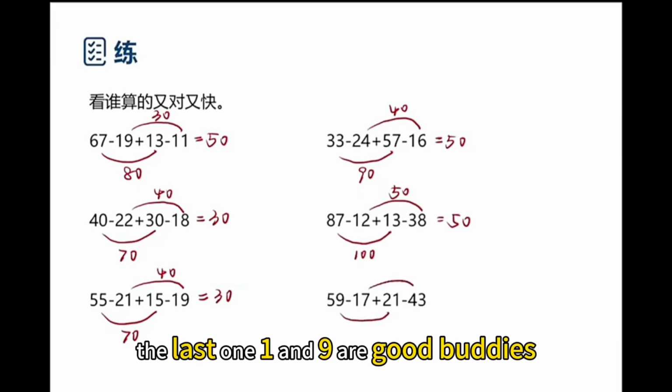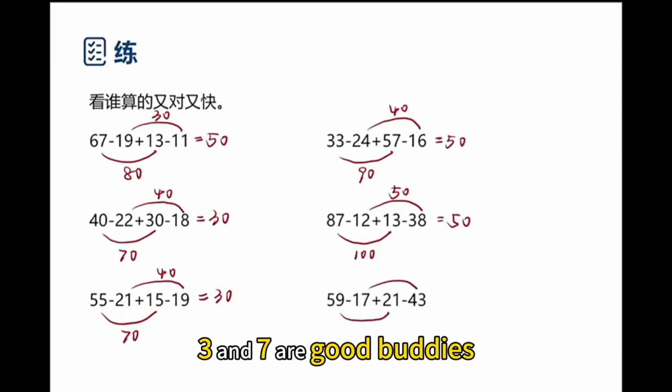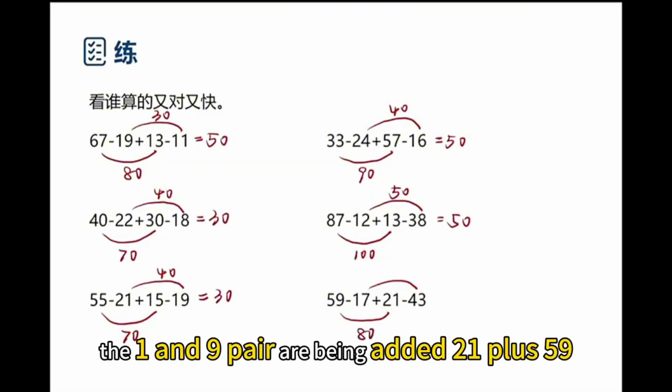The last one. 1 and 9 are good buddies. 3 and 7 are good buddies. The 1 and 9 pair are being added. 21 plus 59.